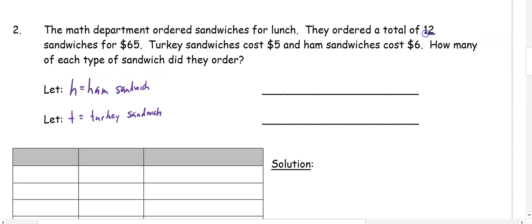So we know they ordered a total of 12 sandwiches, so we would have H plus T is equal to 12, and they spent $65. Turkey sandwiches are 5, ham sandwiches are 6. So we would have 6H plus 5T is equal to $65. So in the first two columns, we want to equal 12. So I'm going to put H in the first column and T in the second column.